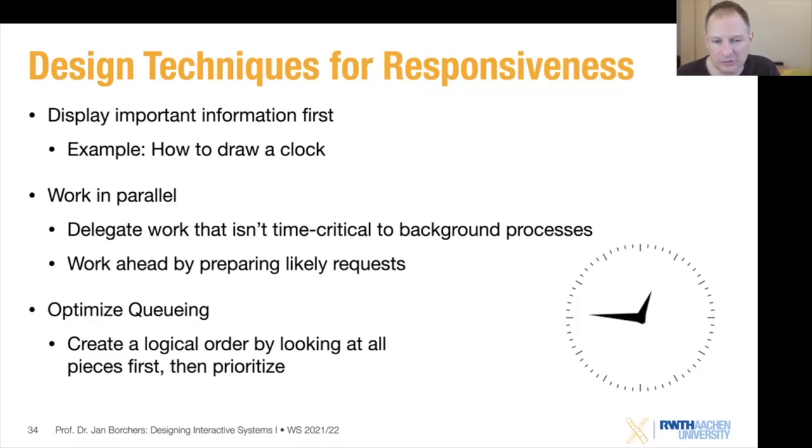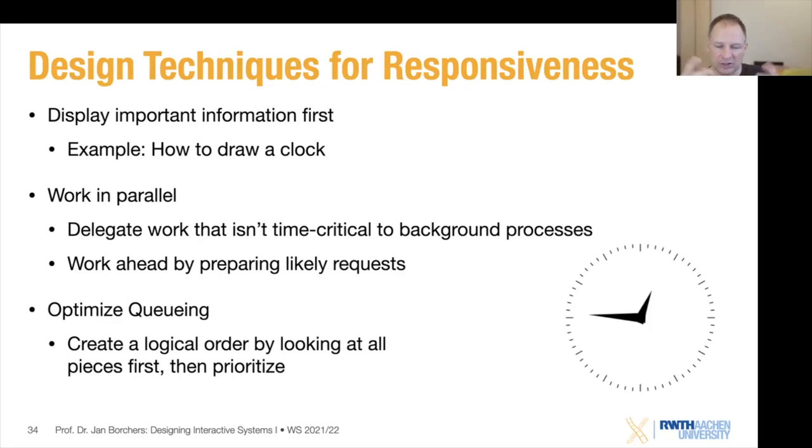We don't want to see that. Even downloading an update, right? That can happen in the background until it's actually available to be installed. And then that can pop into the foreground. You also want to work ahead by preparing likely requests. So for example, on Google Maps, when you're scrolling through a map, you're looking at a particular tile at a time that gets downloaded. But actually, Google Maps is smart enough to download the neighboring tiles in the background while you are looking at the one that you're looking at.